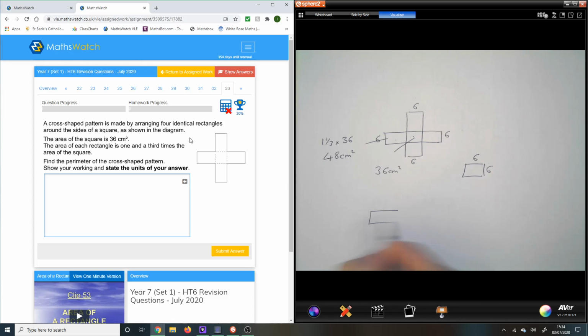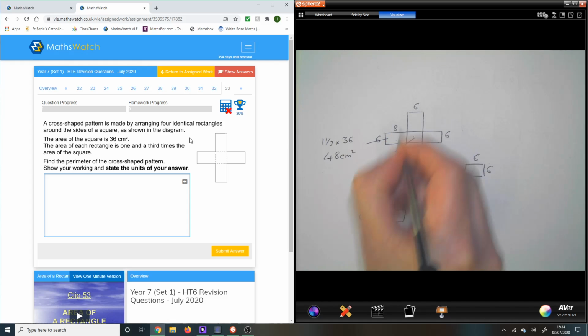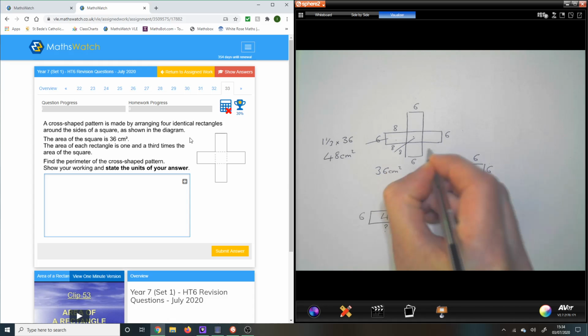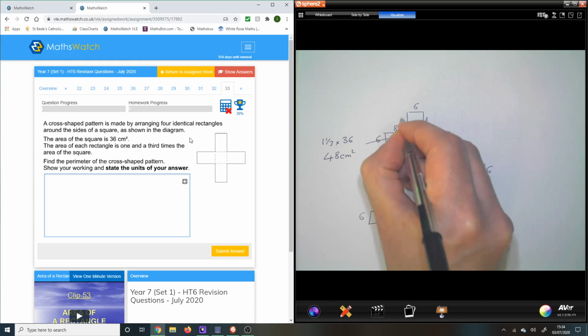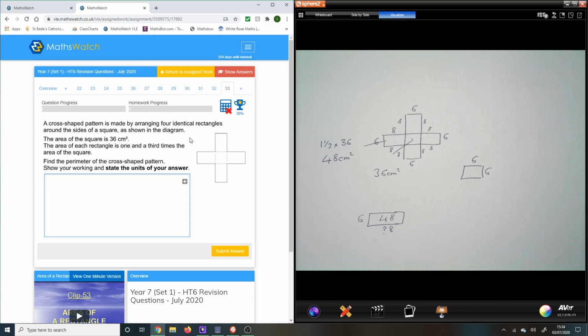And then if this is 48 and we know that this is 6, then 6 times what will give you 48? Okay, well, that's going to be 8. 6 times 8 is 48. So therefore we know that each of these lengths here is going to be 8.